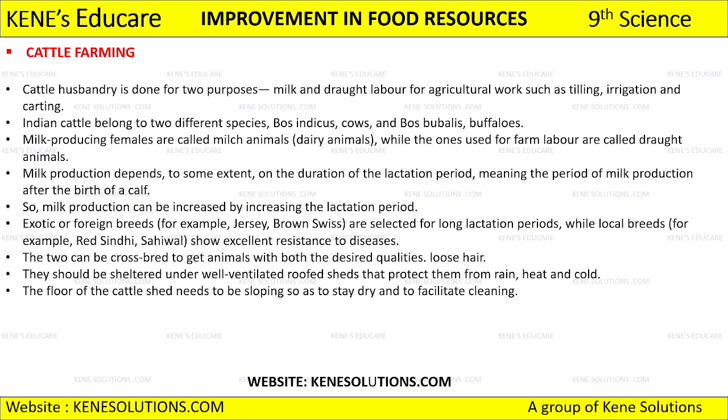Then the two can be crossbred to get animals with both the desired qualities. Cattle should be sheltered under a well ventilated roof shed so that we can protect those animals from rain, heat and cold. Then the floor of the cattle shed should be sloping so that they can stay dry and it facilitates cleaning as well.